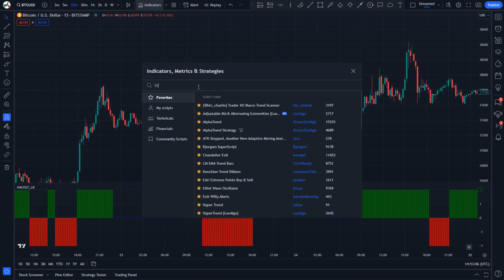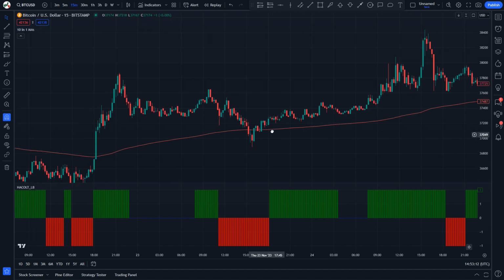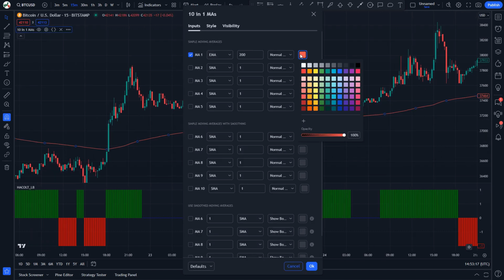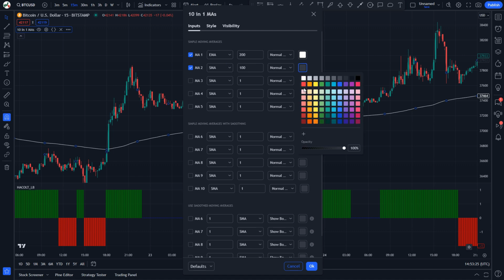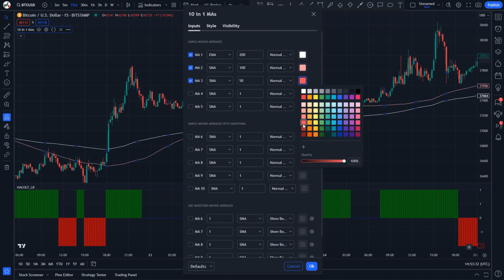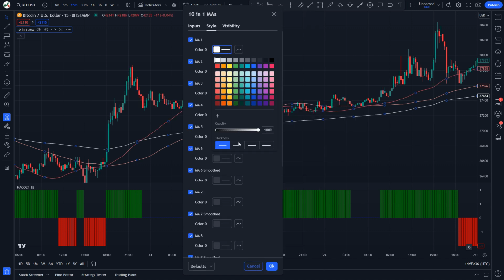As for the second indicator, we will add the moving averages. Next step is to open the indicator's inputs to add 3 moving averages to the chart. The first MA will be set as EMA 200. The color will be white. Enable the second MA as EMA 100. The color will be more visible. Lastly, check the third MA. Set it to EMA 50. Change the color also to be more visible. Next, go to the style and adjust the EMA thickness.